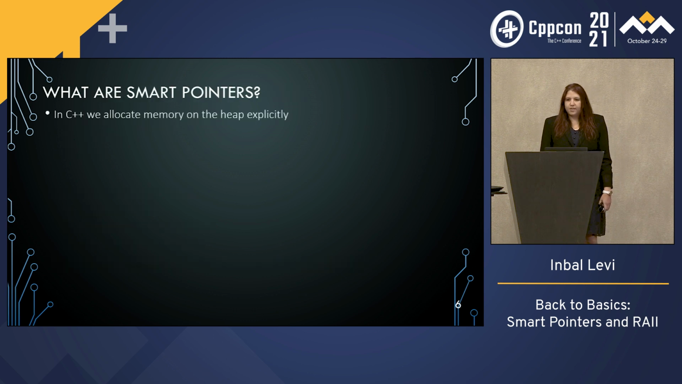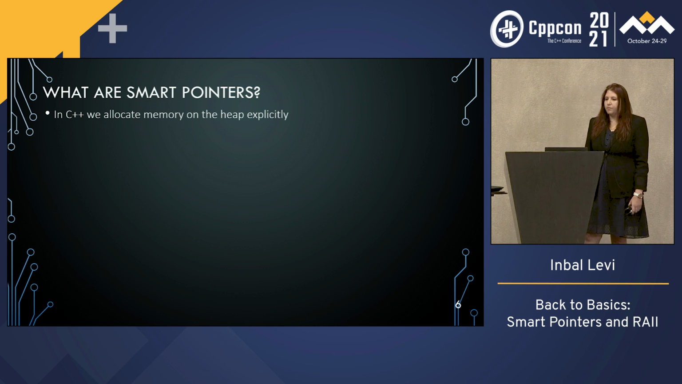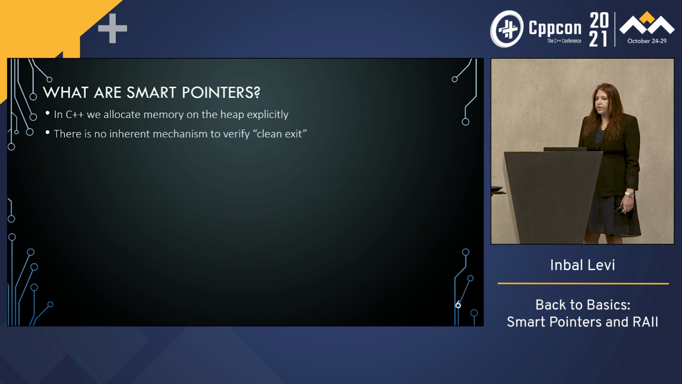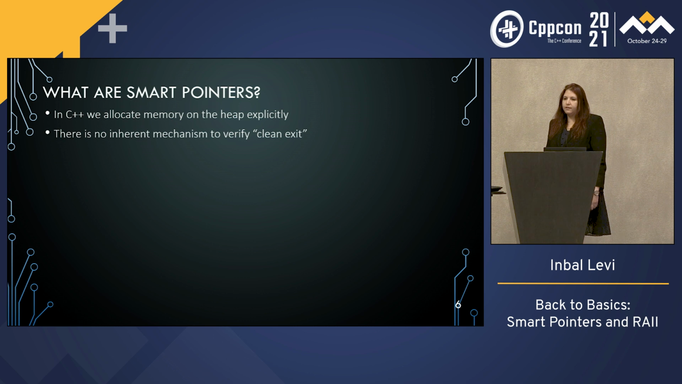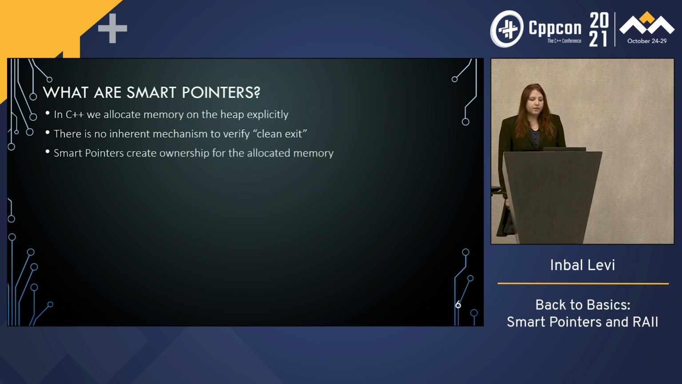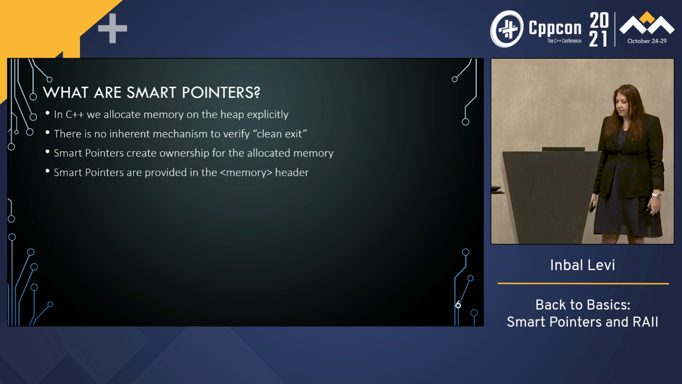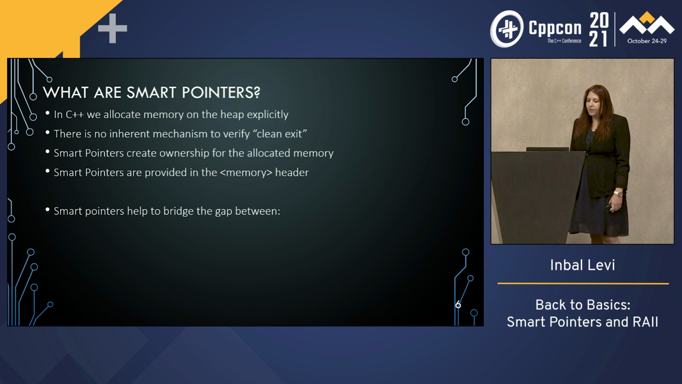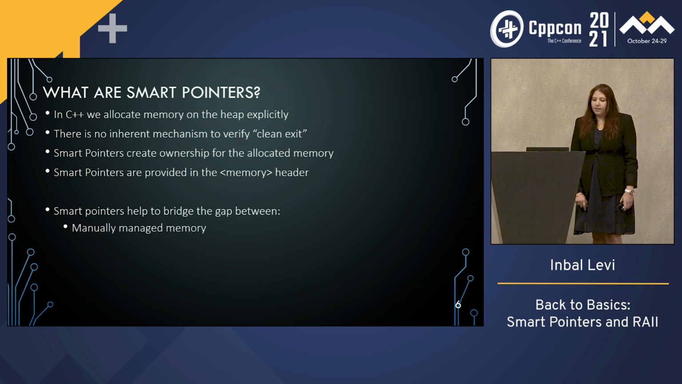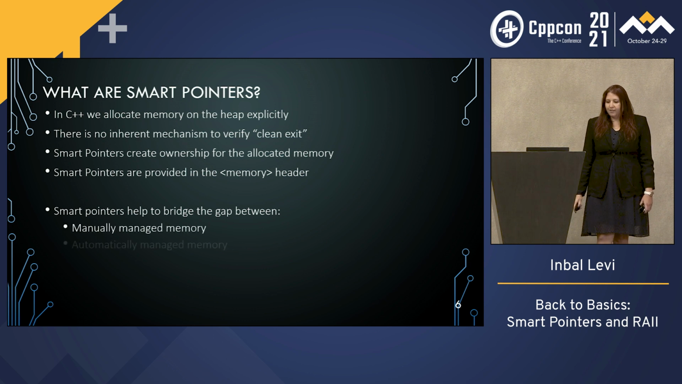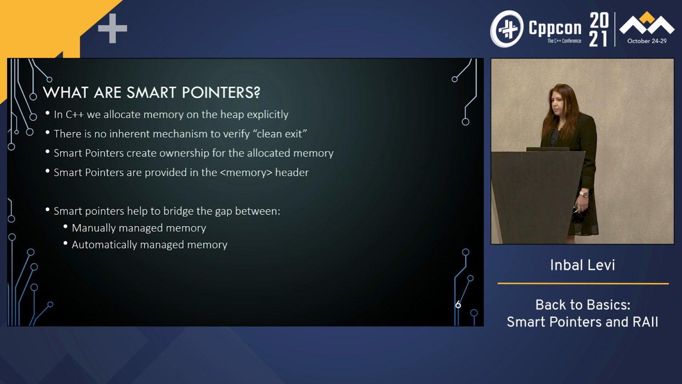So in C++, we allocate memory on the heap. And we don't have an inherent mechanism for clean exit. And we can use smart pointers to achieve that. They're provided in the memory header, and they help us bridge the gap between manually managed memory and automatically managed memory.